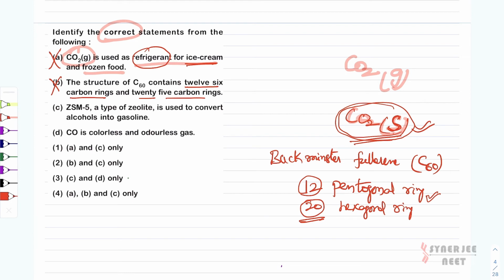ZSM5, a type of zeolite, is used to convert alcohols into gasoline. Yes, ZSM is an aluminosilicate.